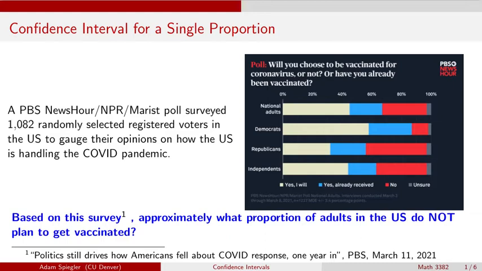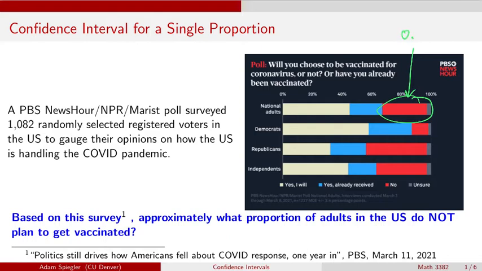And so the example that we're going to work with in this video corresponds to a survey that was done in the spring of 2021, where they were trying to gauge how likely people in the US were to get vaccinated as the vaccines were becoming available to the public. And so let's say we want to construct a confidence interval to approximate what proportion of all adults in the US do not plan to get vaccinated. And so looking at the table, that would be all of these people over here.